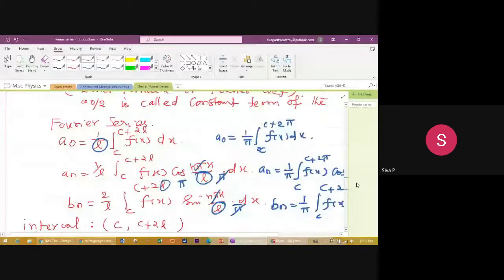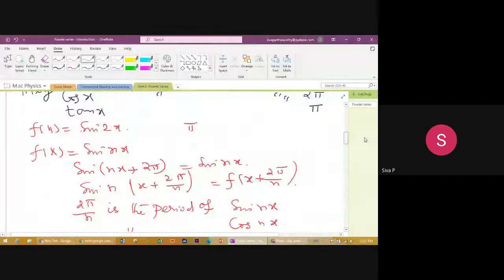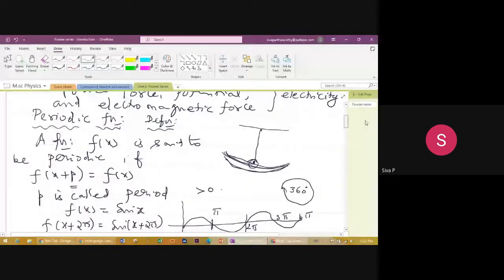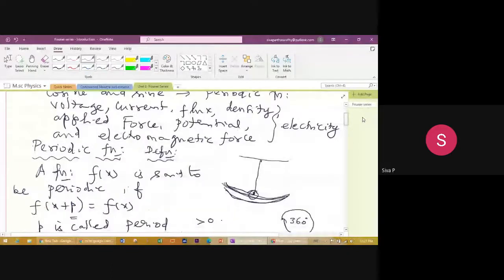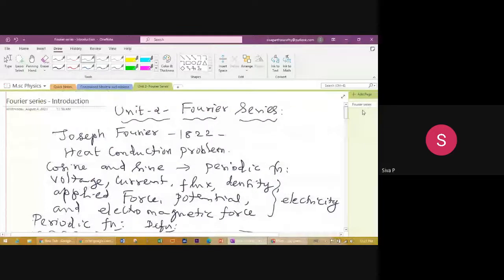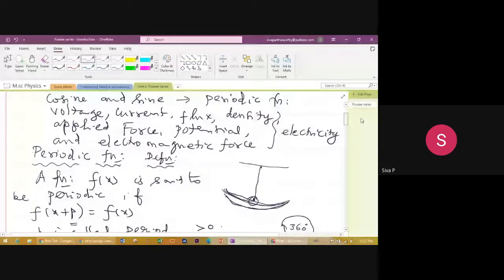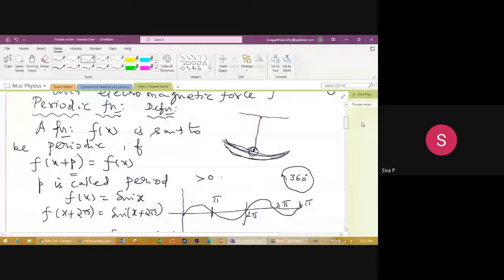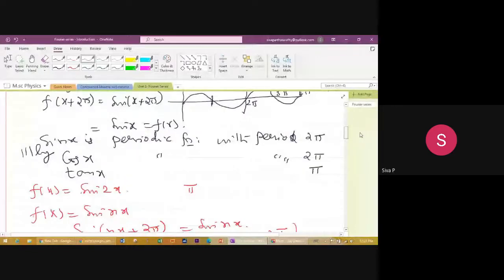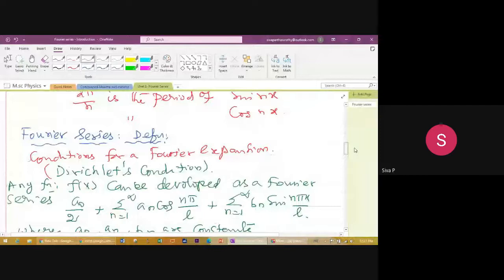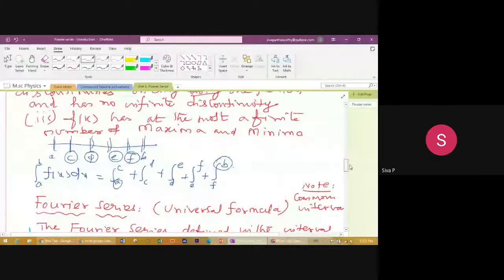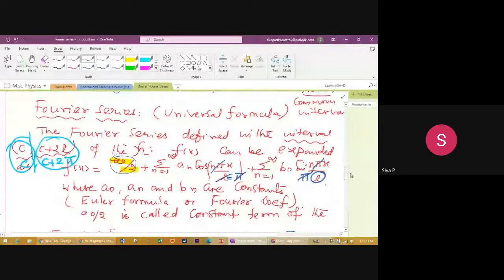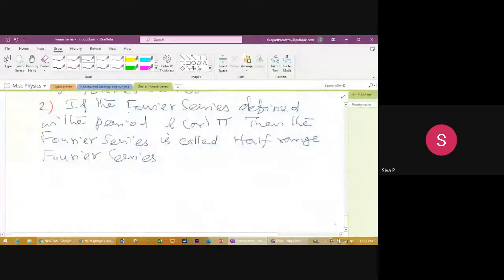Okay, so what are the important MCQs today? What is called the periodic function? Who invented the Fourier series? And then what are the periodic functions? Periodic function definition. Then what are the periods of sine and cosine? And then Fourier series definition. In the Fourier series definition, first you have to see what the conditions for the Fourier series are. Then you come to the Fourier series universal formula. From the universal formula, you can derive one more formula.